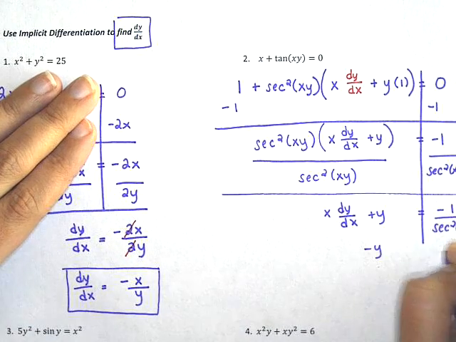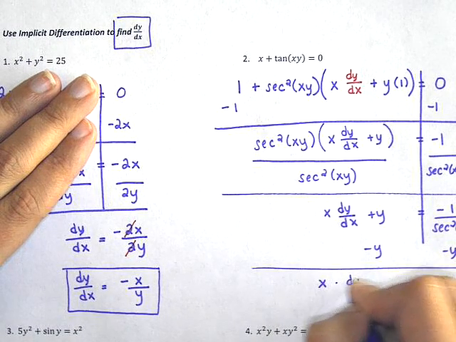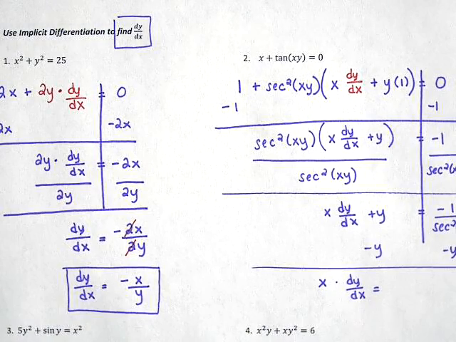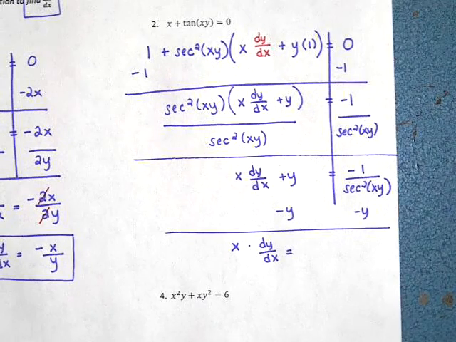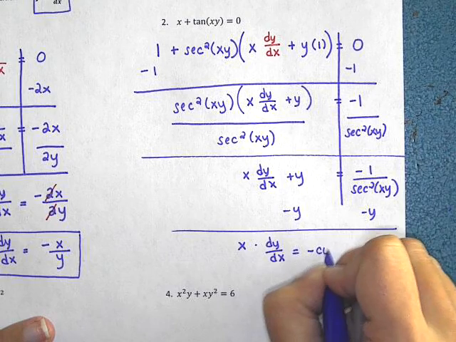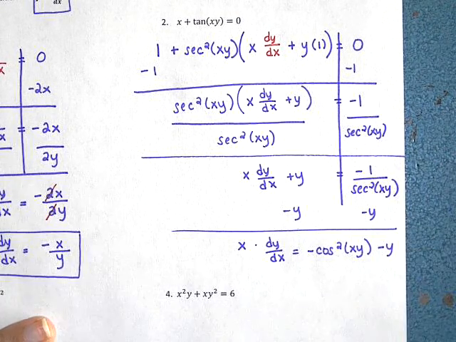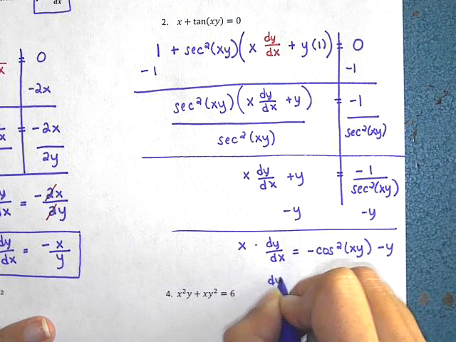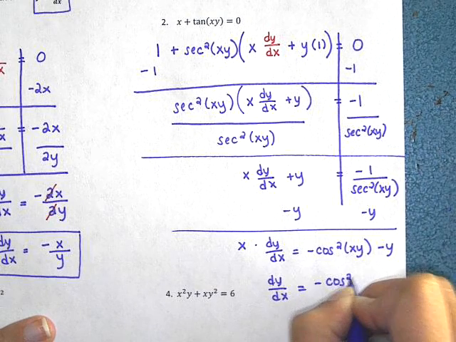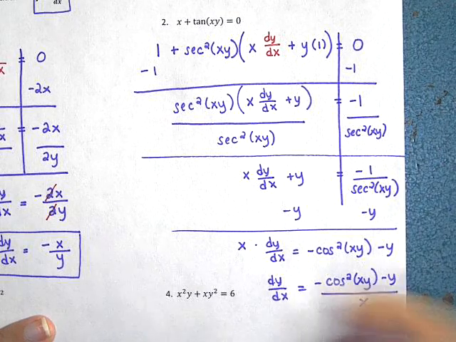Then I would subtract y. So I would get x times dy over dx equals negative 1 over secant squared of xy minus y. 1 over secant is really cosine, so we would have negative cosine squared of xy minus y, and then we would divide by x. So dy over dx equals negative cosine squared of xy minus y, all over x. And we're done.